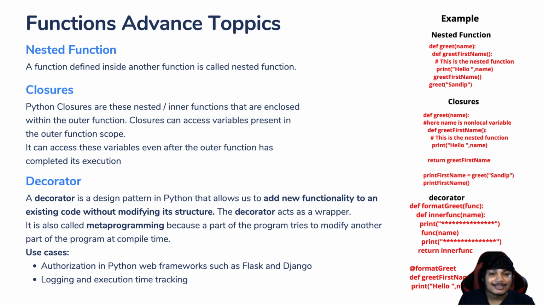It can access these variables, but this is different: it can access these variables even after the outer function has completed execution. Important to notice here, you can access the variable even after the outer function has already executed, is over, no more running, but you can still access the variable value. Now let me show you an example so you can understand how exactly a closure works.